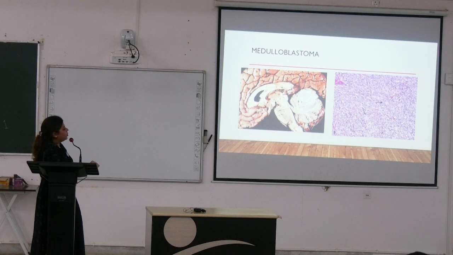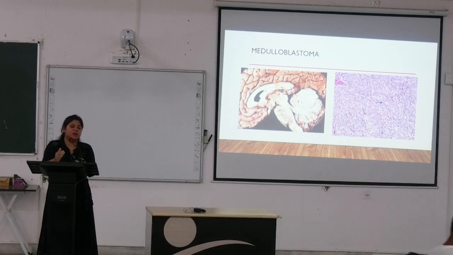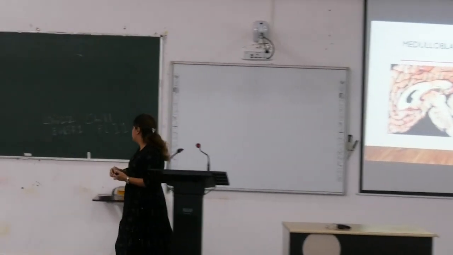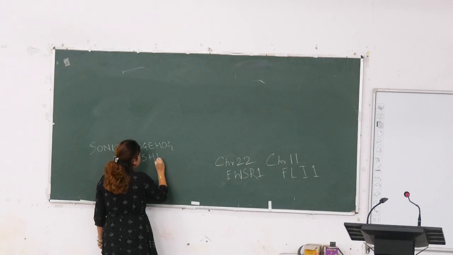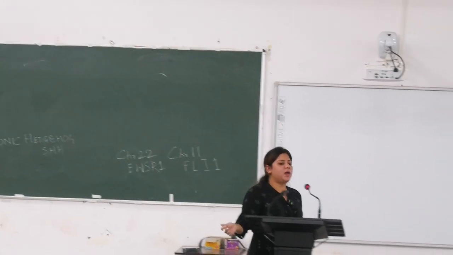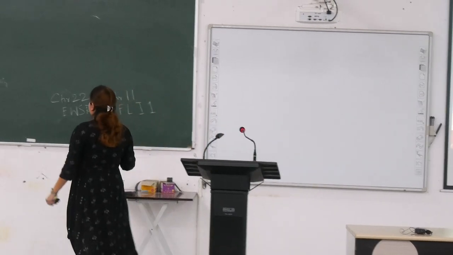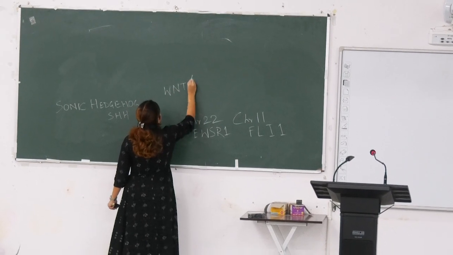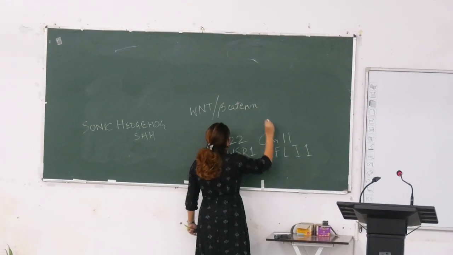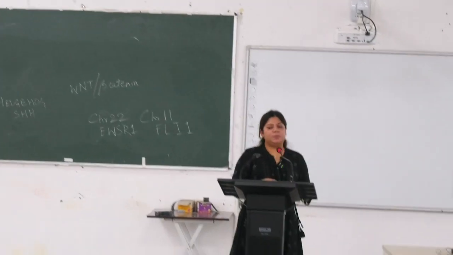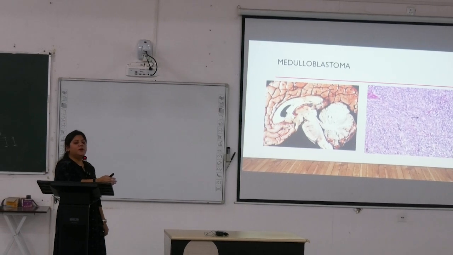This is the microscopic picture. There can be Homer Wright rosettes. And for medulloblastoma, there is a specific pathway in which there is dysregulation, that is the SHH, sonic hedgehog pathway. This dysregulation takes place and gives rise to medulloblastoma. Other genes associated include WNT beta catenin, right? Medulloblastoma again has a very good prognosis with a 90% 5-year survival rate.